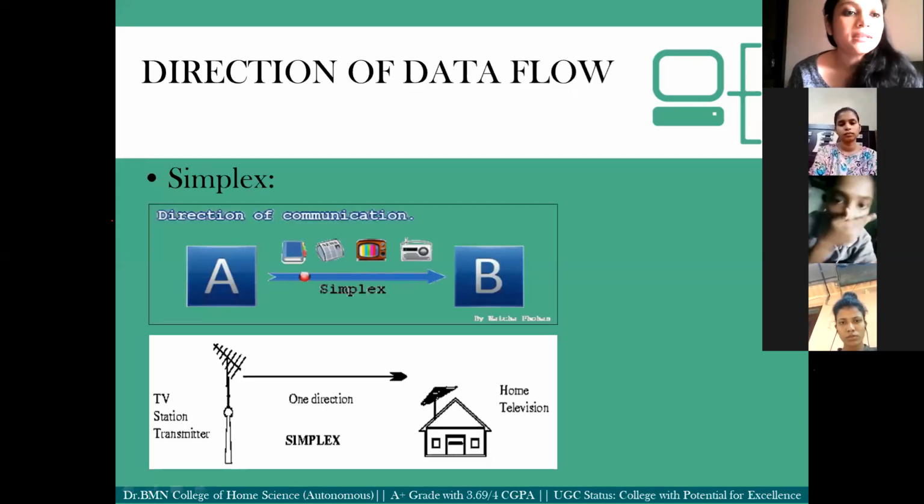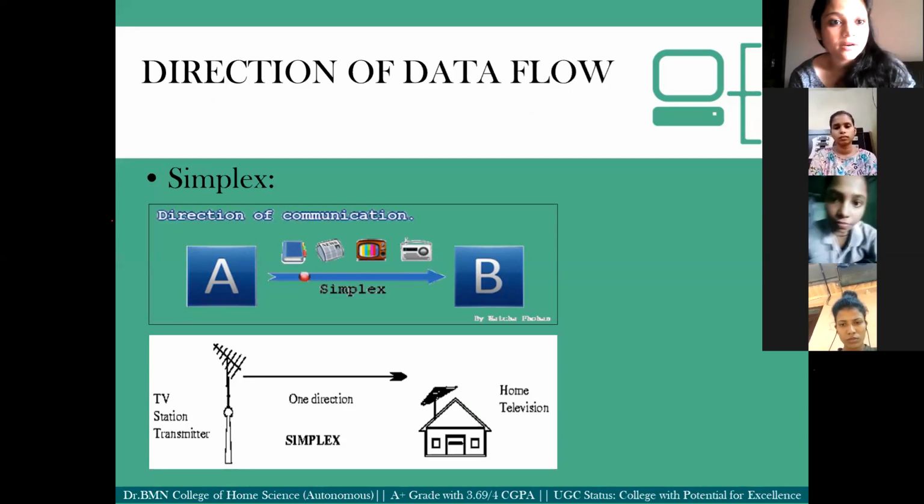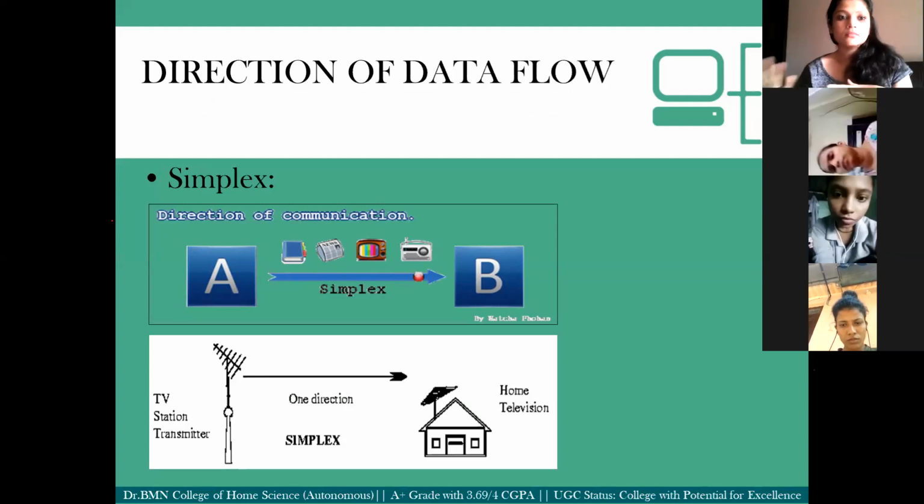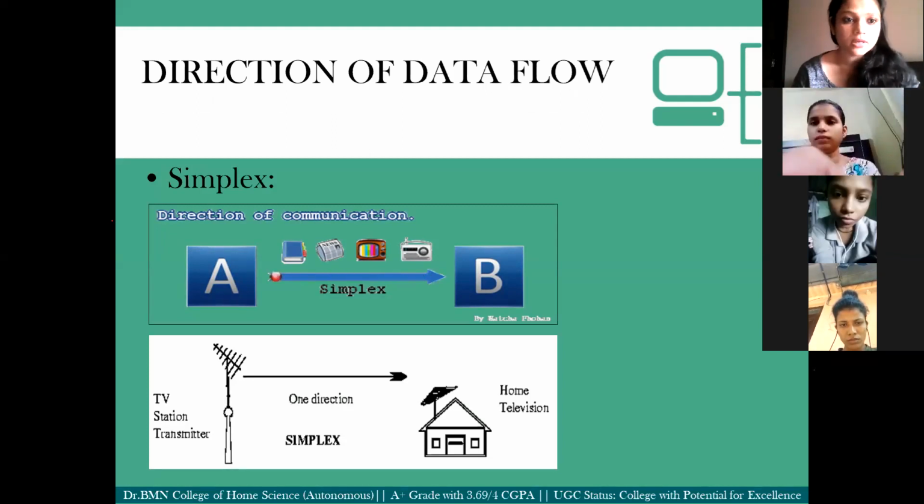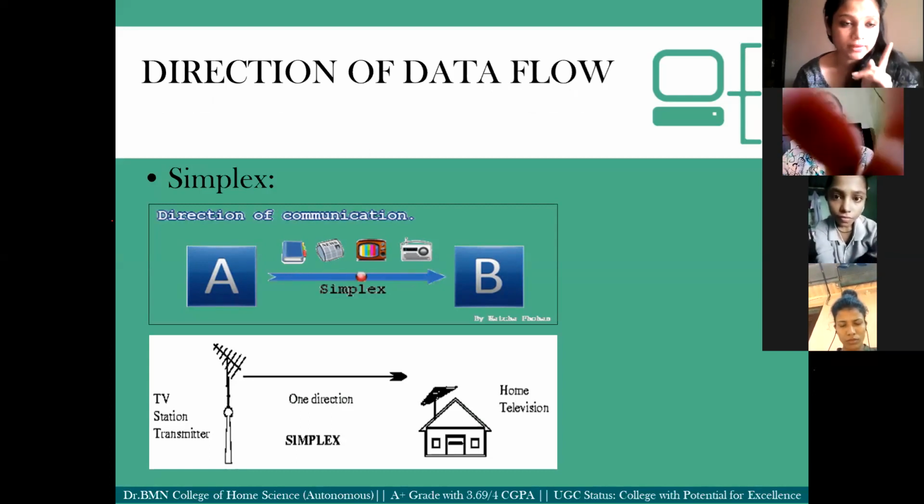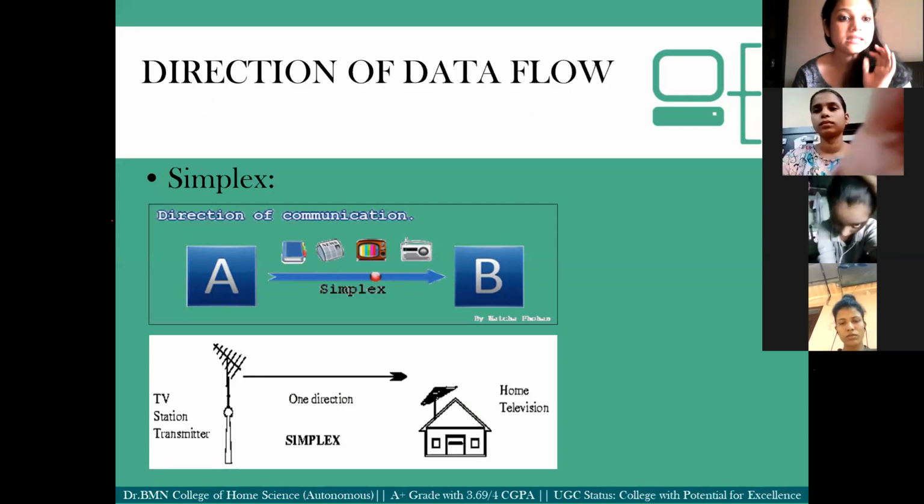Fine. Now, see, we've been talking about communication. We've been talking about data. We've been talking about data communication together. All right. Now, let's talk about the direction of data flow. That is, in which direction the data flows from the sender to the receiver, and in some from receiver back to the sender. Now the first type of direction of data flow is simplex.